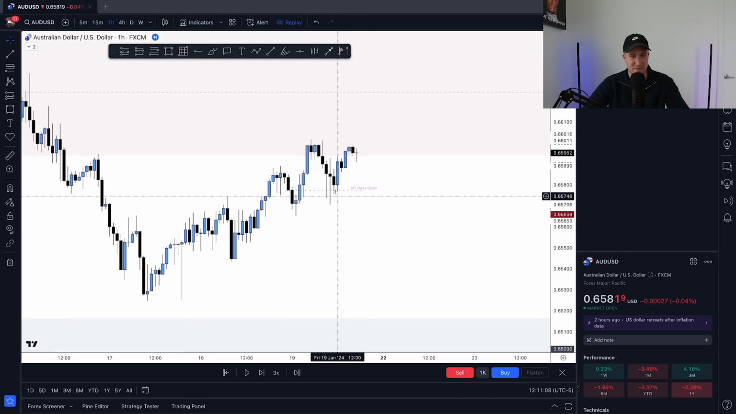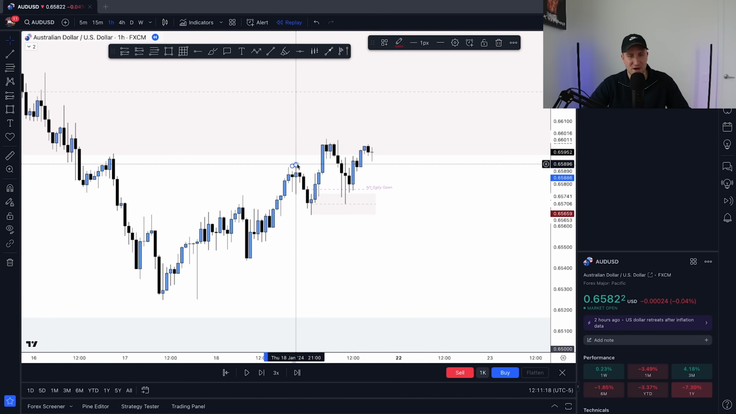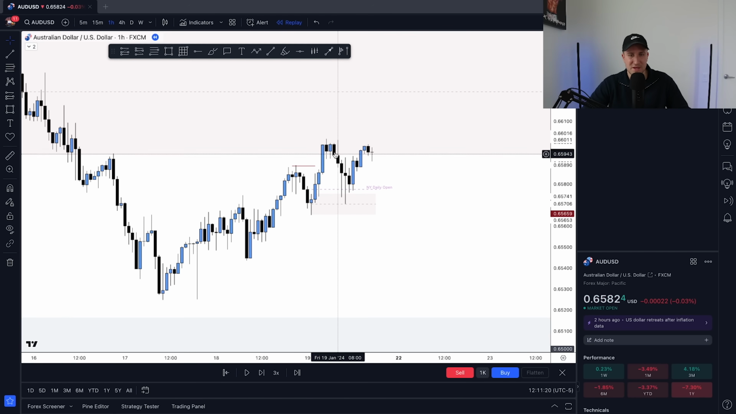Here is a perfect example. We have this candle that swept liquidity to the left before causing a move to the upside, leaving behind an imbalance, and as well breaking structure. If I just drag this across, you can see the market trades back into this region and then continues to move up.